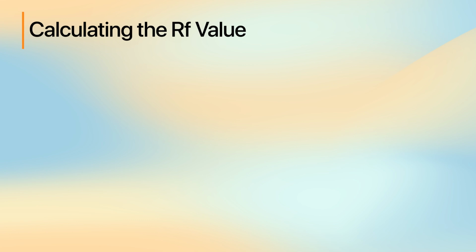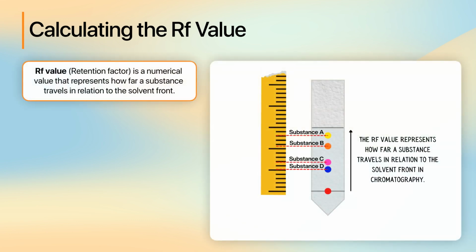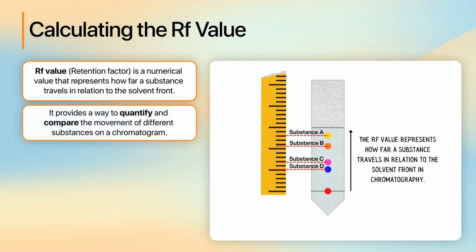The RF value, or retention factor, is a numerical value that represents how far a substance travels in relation to the solvent front in chromatography. It provides a way to quantify and compare the movement of different substances on a chromatogram. RF values also allow us to identify substances by comparing their RF values to known standards.